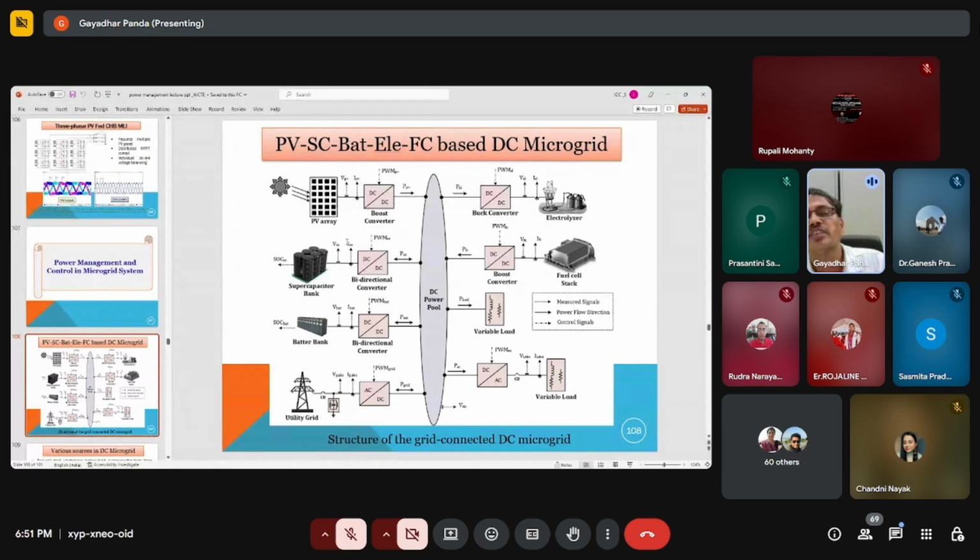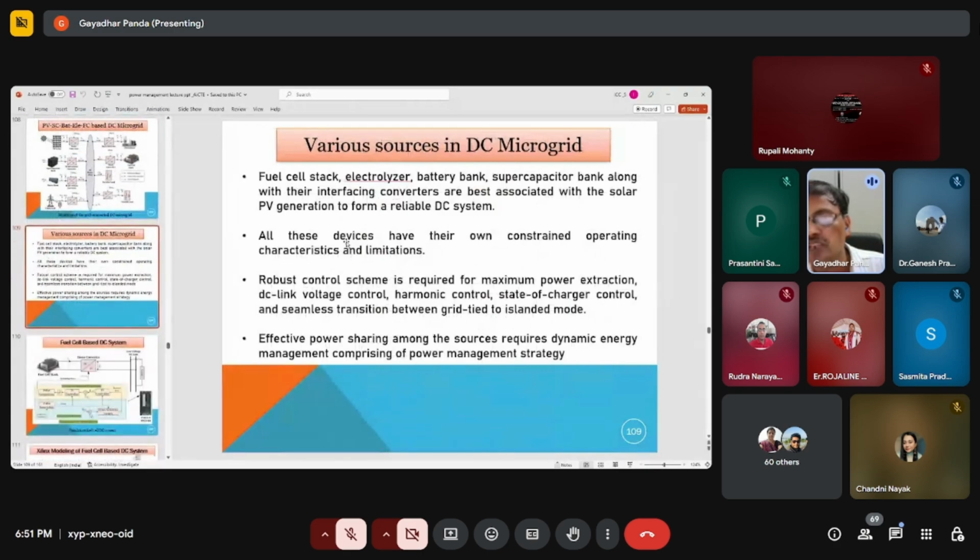Here you see we have taken one DC microgrid system, and it is operated in a grid connected mode. And this is also a published paper in IEEE. And here the PV, supercapacitor, battery, fuel cell based DC microgrid, and loads are also connected. And here we have not used the optimal power management, but we have claimed that it is an effective power management considering few points. We have not applied the optimization technique here.